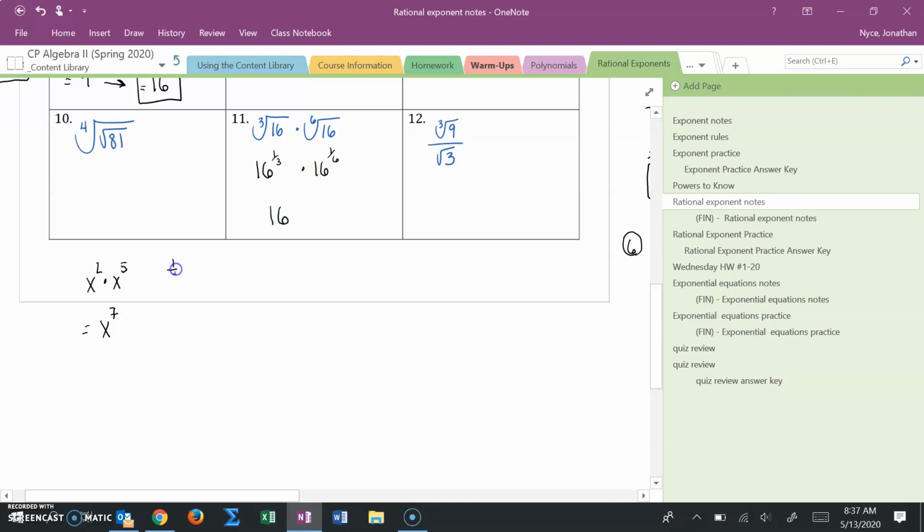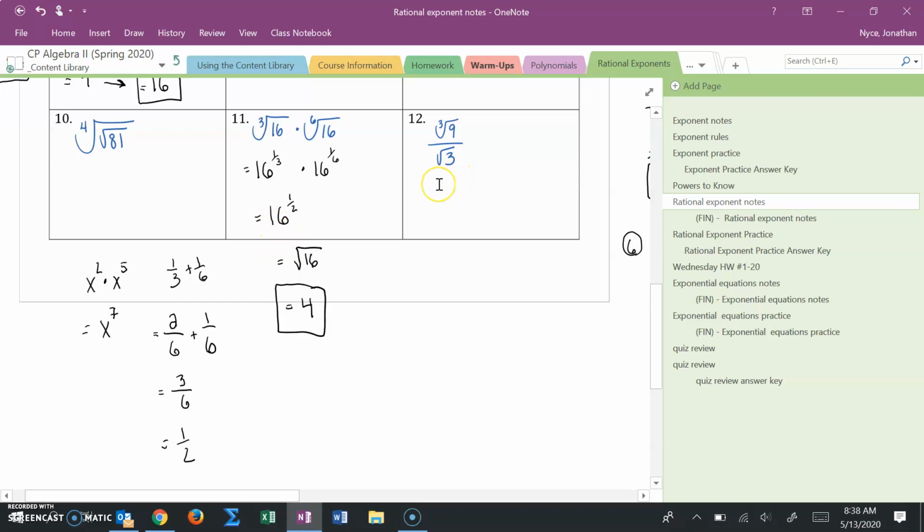So if we do 1/3 plus 1/6, you need a common denominator. We'll turn 1/3 into 2/6, plus 1/6 gives us 3/6, which is 1/2. So this gives us 16 to the 1/2 power, which is the square root of 16, which is 4. So something that we could not do with radicals before, because the indexes are not the same, we can do with fractional exponents and actually get a nice neat answer.